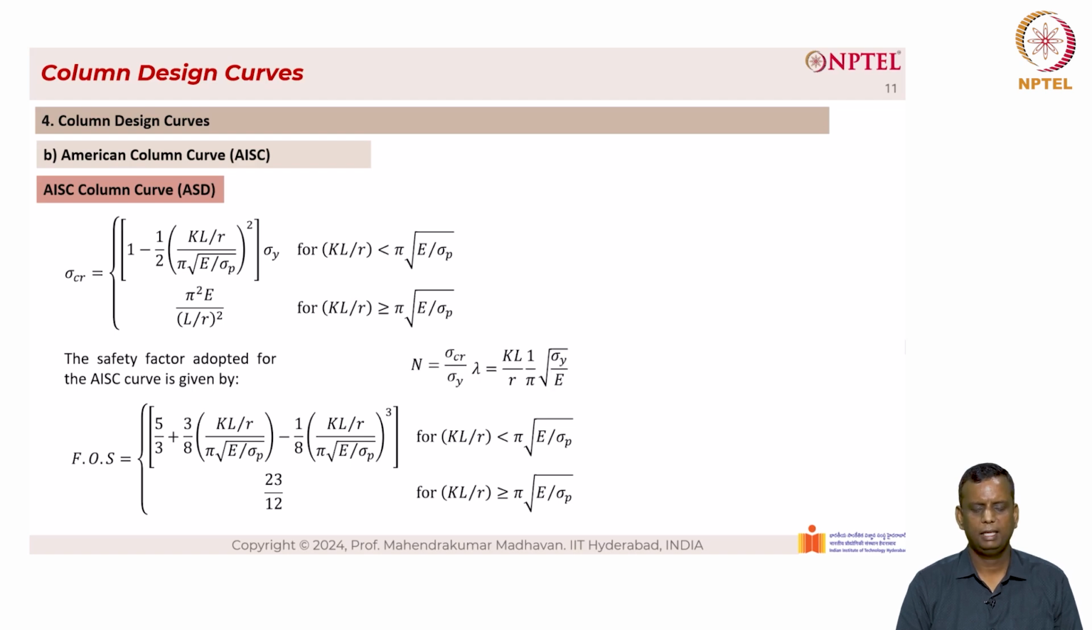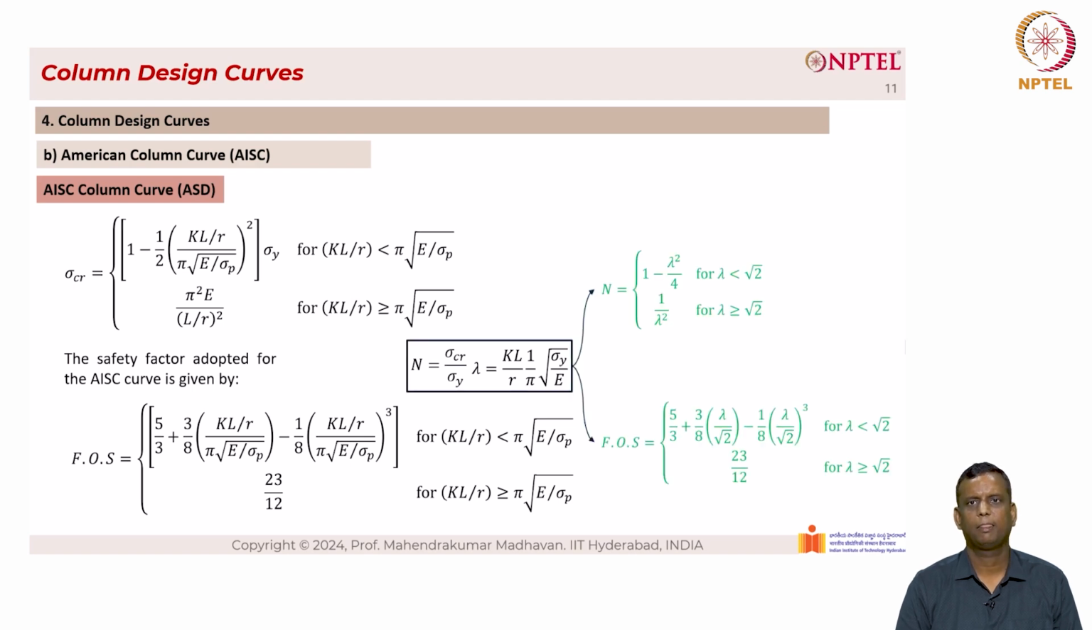So we know that again n equal to sigma critical by sigma y, lambda equal to KL by R into 1 by pi into root of sigma y by E. So this can be expressed in a non-dimensionalized form as n equal to 1 minus lambda square by 4 for lambda less than root 2, and 1 by lambda square for lambda greater than or equal to root 2. The corresponding factors of safety can also be expressed as 5 by 3 plus 3 by 8 into lambda by root 2 minus 1 by 8 into lambda by root 2 the whole cube for lambda less than root 2, and 23 by 12 for lambda greater than or equal to root 2.